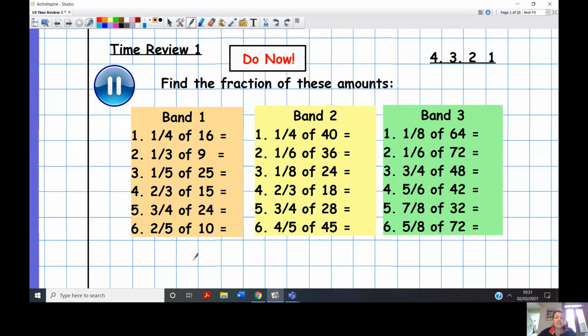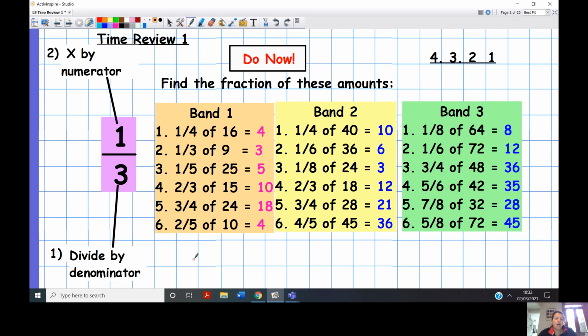So today's do now is going to be focusing on fractions of amounts. You've got three different bands here. Think about what we talked about with our fractions of amounts. You'll need something to write with and something to write on. Press pause, and when you're ready, press play so we can check these answers straight away. Fantastic. If you need any more time, press pause.